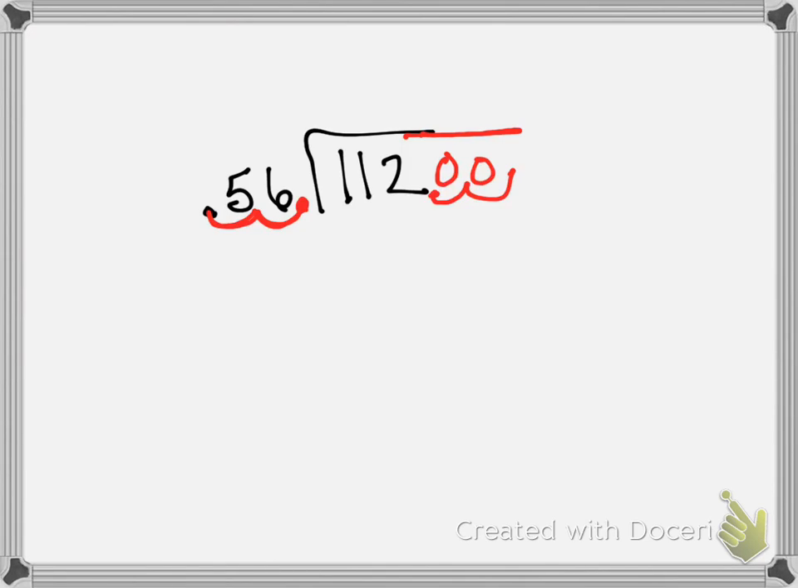So 56 will not go into 1. 56 will not go into 11. 56 will go into 112 2 times. And now we're multiplying, so 6 times 2 is 12, carry the 1. 5 times 2 is 10, add 1, that's 11. Then we subtract, which is 0, and we compare. 0 is less than 56, but then we need to still bring down our zeros.